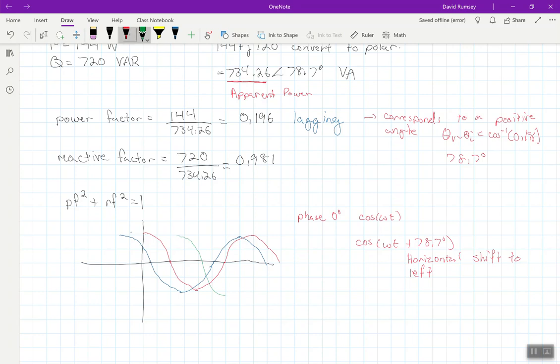If it was leading, it would be over like this, because now it's leading the curve. So the easiest way to know whether your power factor is lagging or leading is just looking at whether it's positive or negative. So if the power factor is positive, we're lagging. And if the power factor is negative, we're leading. Okay?